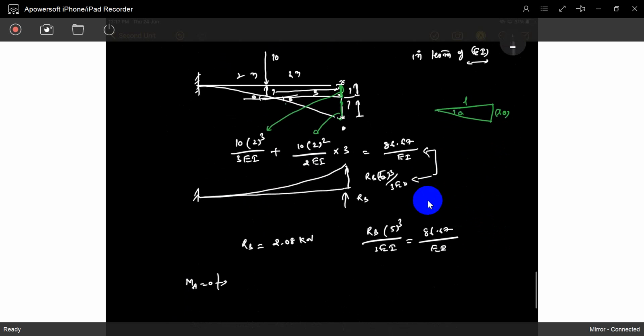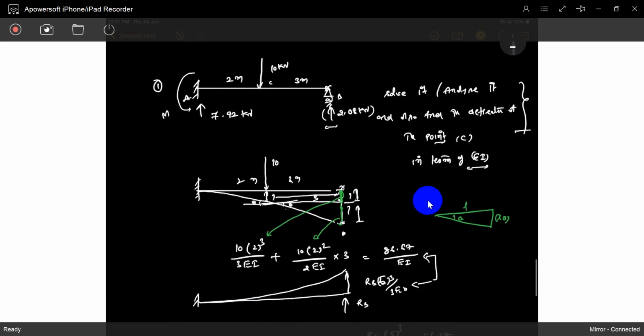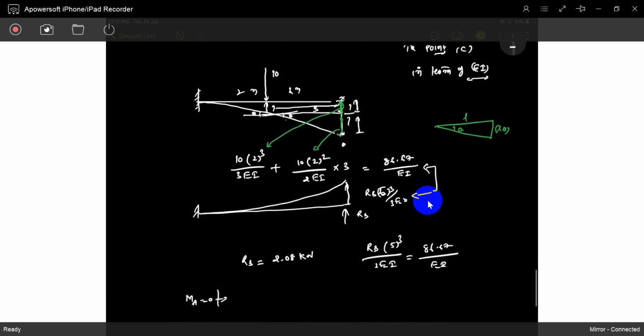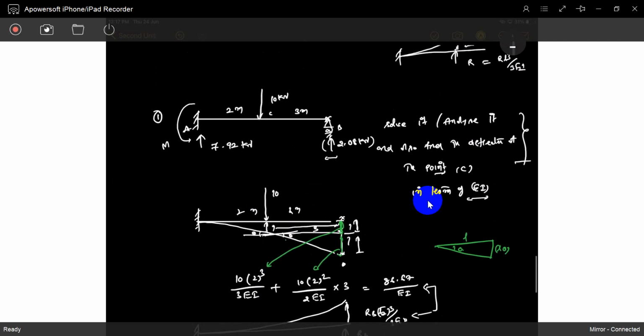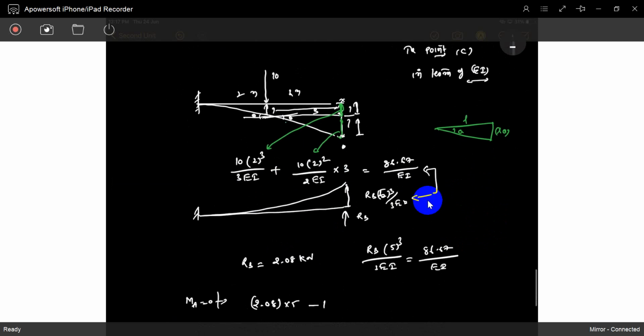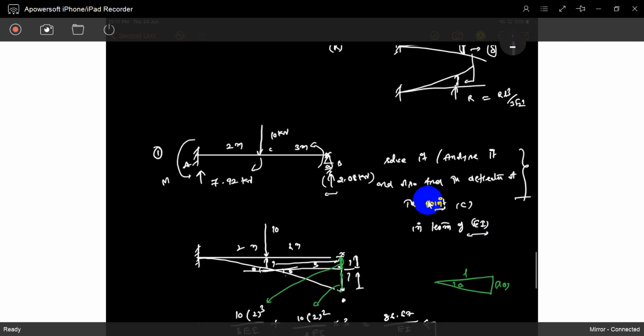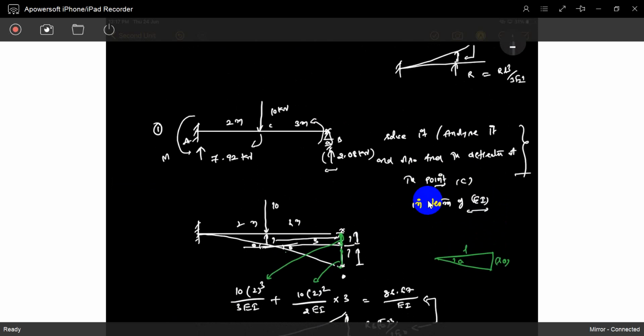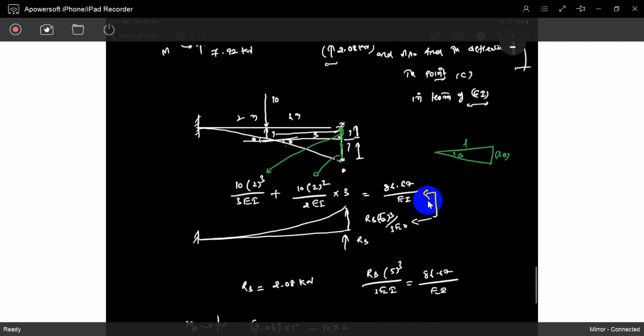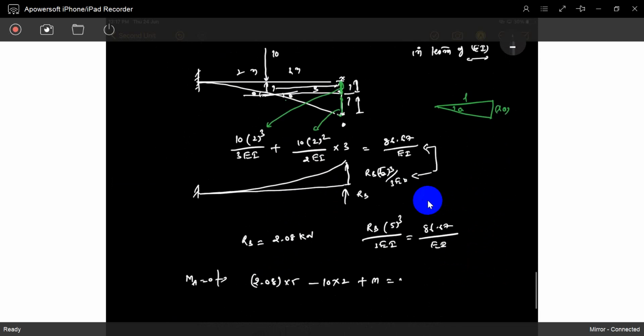So what is that? It is 2.08 into 5. This will go in this direction, and this will go in this direction. So 10 into 2, minus 10 into 2, and this M also we assume in the same direction. So M is equal to 0.